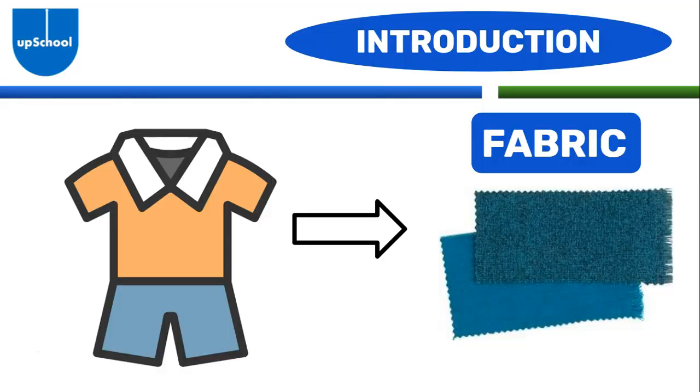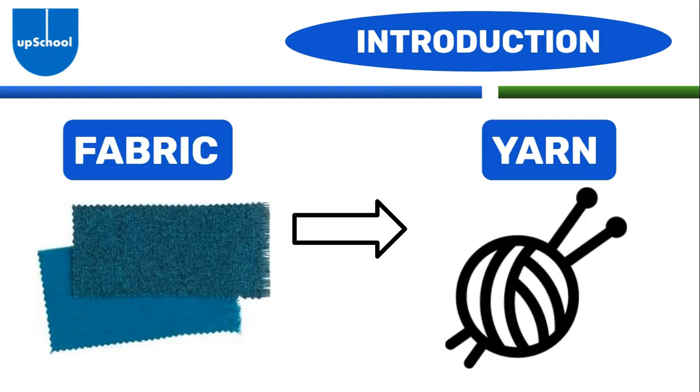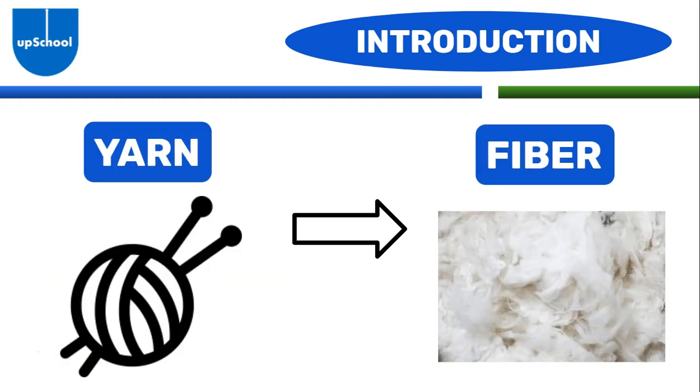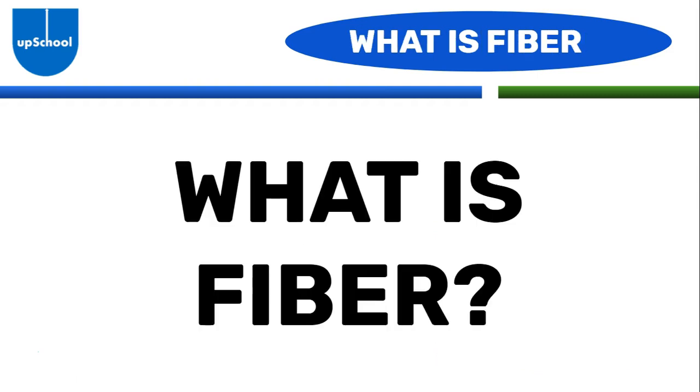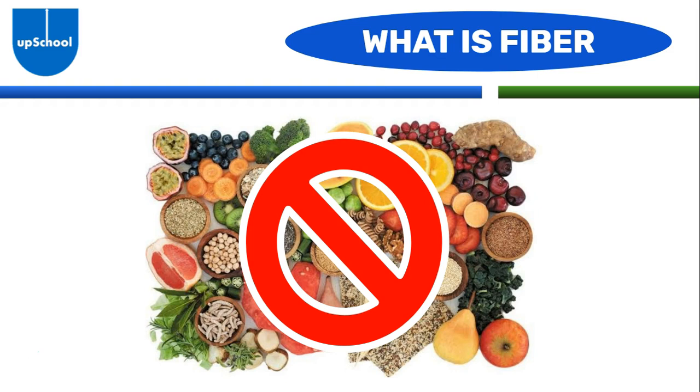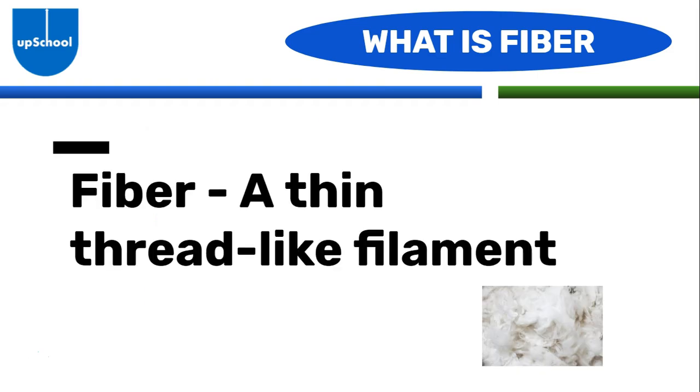So first let's just have a quick introduction. Clothes are made of fabric. Fabric is made of yarn. Yarn is made of fiber. What is fiber? Our chapter is called Fiber to Fabric, but what is fiber? Well, fiber isn't the fiber that you find in food. Fiber is actually a thin thread-like filament that you use to make clothes.